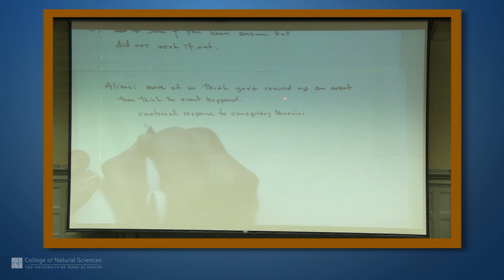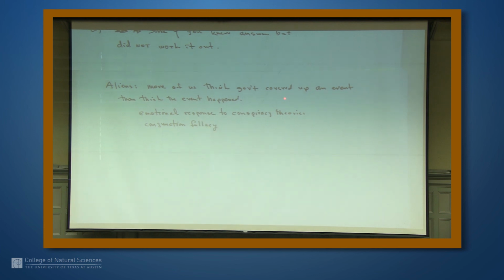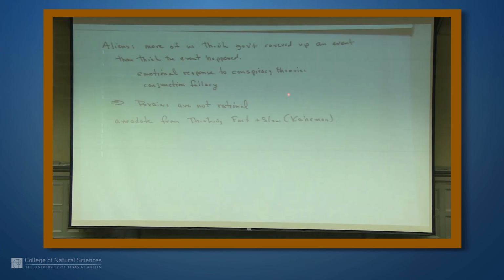And the other is, this could be an example of what's called a conjunction fallacy, which you can look up on Wikipedia, which is what I did. I don't expect you to know what a conjunction fallacy is, but it's basically if there's an event with a certain probability that people think, then when you combine it with something else, it becomes more probable instead of less probable. All this leads to the observation that our brains are not rational.